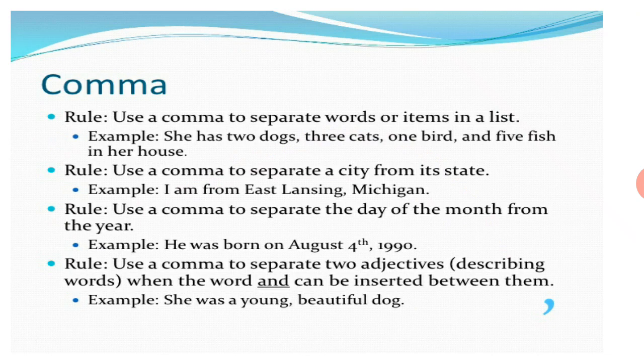And the next rule, use a comma to separate two adjectives. Adjective means, everyone knows, describing a word. Use the comma when the word 'and' can be inserted between them. Example, she was a young, beautiful dog. Got it? She was a young, beautiful horse. When describing a word, at that time we have to use a comma.